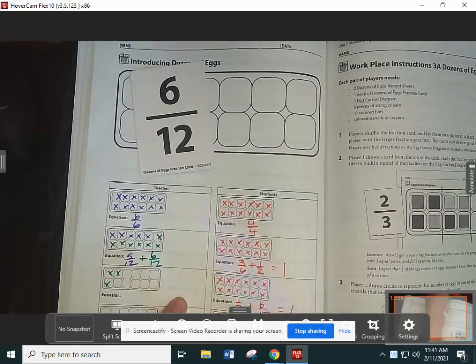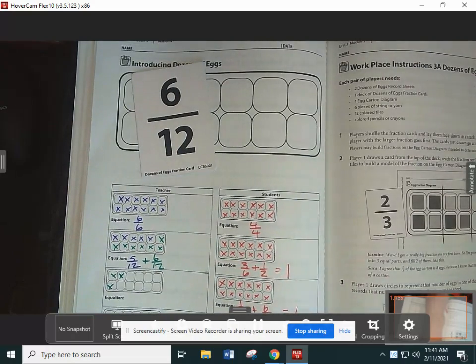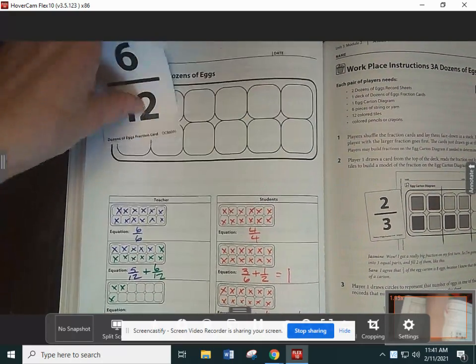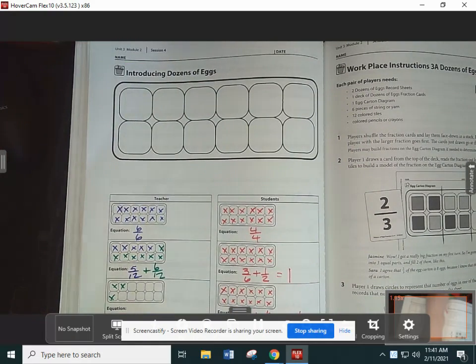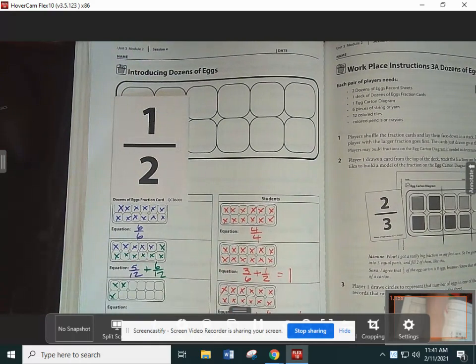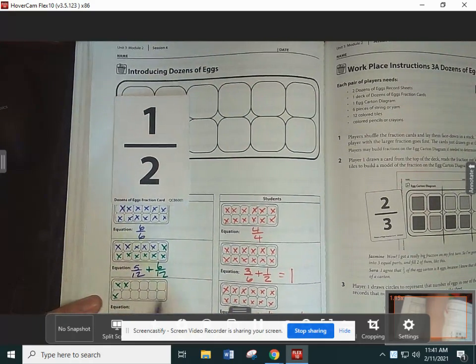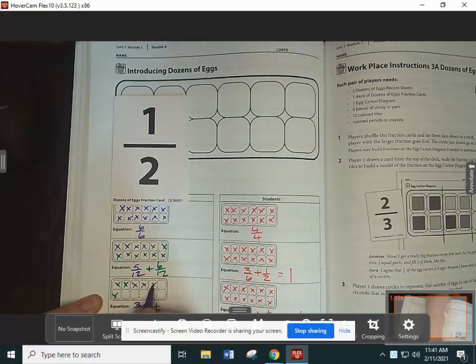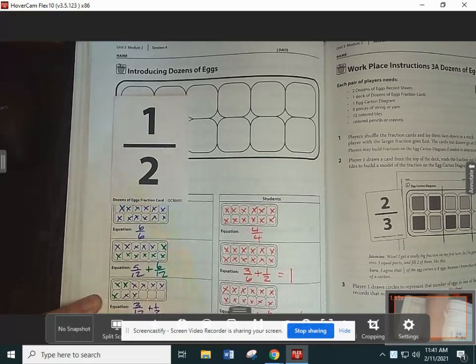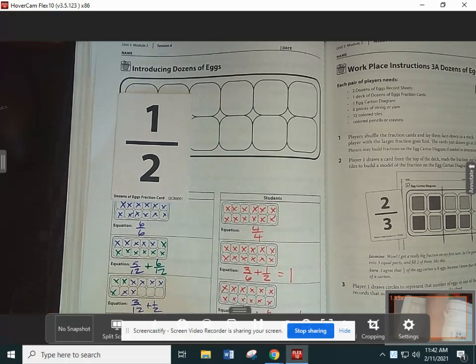Yeah, we got another bowl. Oh my goodness. I gotta get something really good this time. I got 1 half. But that's what you guys got. I'm still behind. How many eggs is 1 half? 6. So I have 3 12s plus 1 half. 1, 2, 3, 4, 5, 6. I still got some empty ones there.